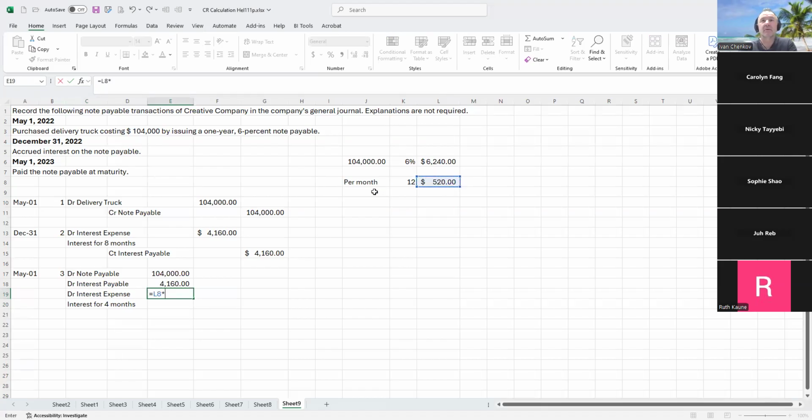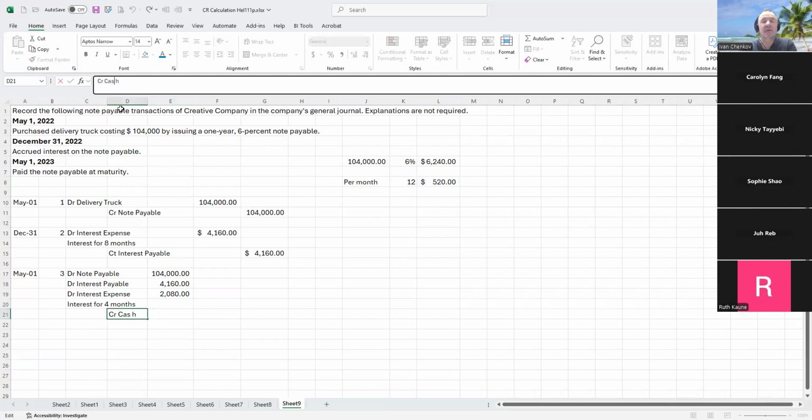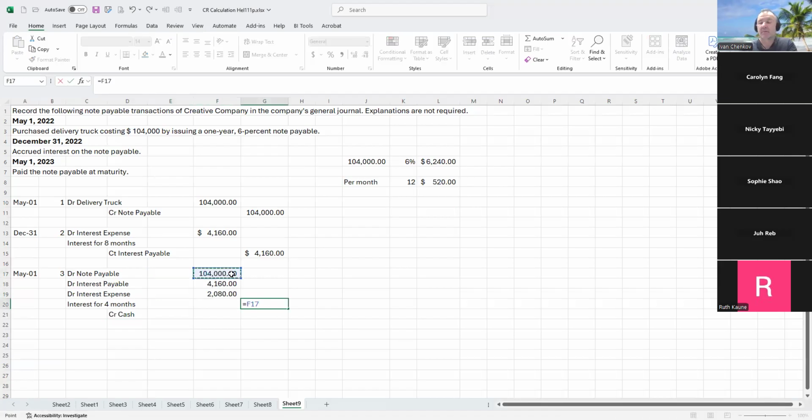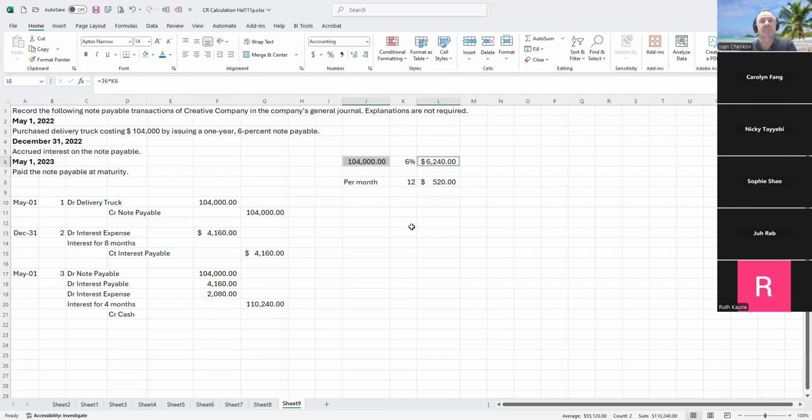This one times 4. And what's left? We have to give them something. Cash. Credit cash. How much cash are we going to give them? Well, everything related to those numbers, right? This one plus this one plus that one. So how much do we pay them? The principal plus the interest. Make sense?